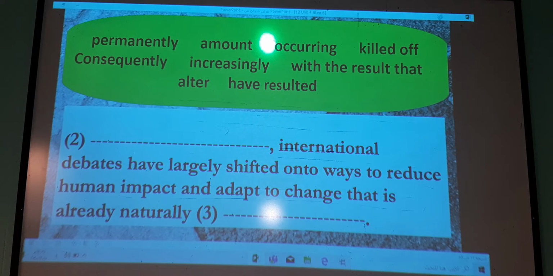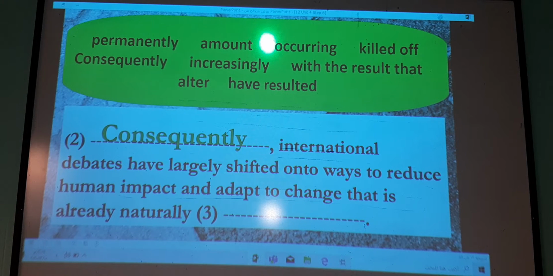The second space: international debates have largely shifted onto ways to reduce human impact. يبقى هنا هنقول نتيجة للي بيعمله الإنسان لازم يكون في وقفات، فهنا هناخد كلمة consequently.